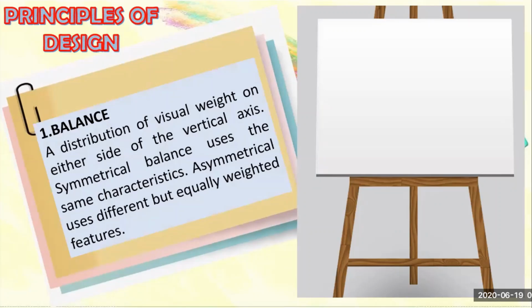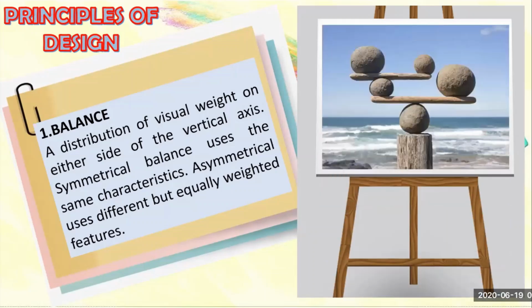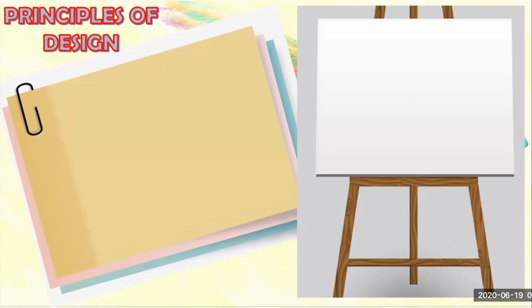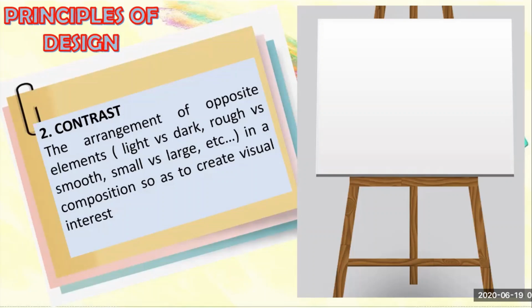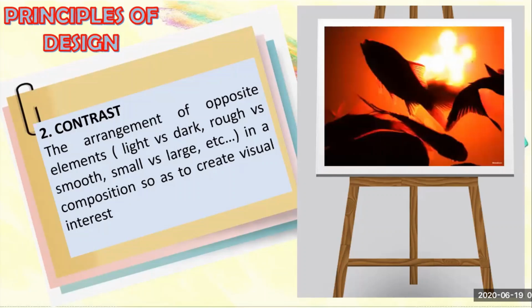1. Balance. A distribution of visual weight on either side of the vertical axis. Symmetrical balance uses the same characteristics. Asymmetrical uses different but equally weighted features. 2. Contrast. The arrangement of opposite elements, light versus dark, rough versus smooth, small versus large, etc., in a composition so as to create visual interest.